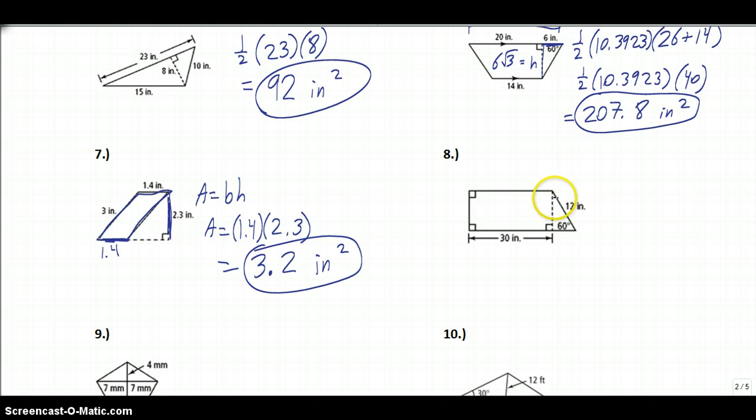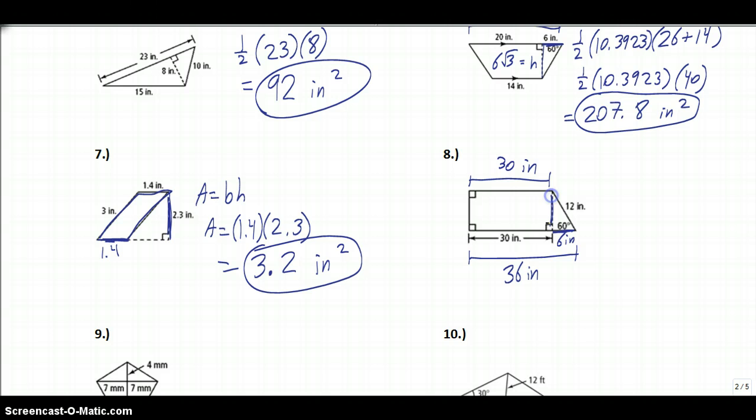Number 8 here, again, a 30, 60, 90 triangle, very similar to number 6. This time, though, we're missing both of our bases. We can figure that one out. This is the short leg of a 30, 60, 90, so it is half the hypotenuse, which means this is 6. So how long is the whole base? Well, that would be 36 inches.